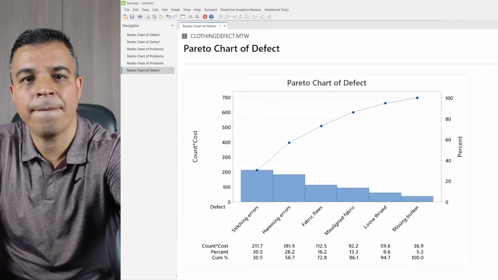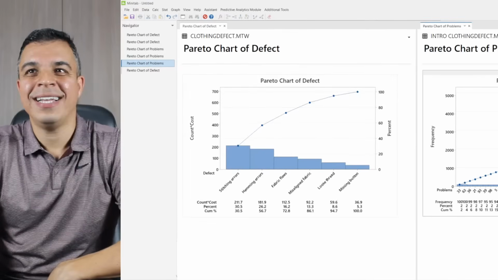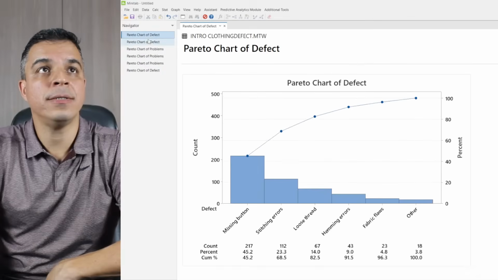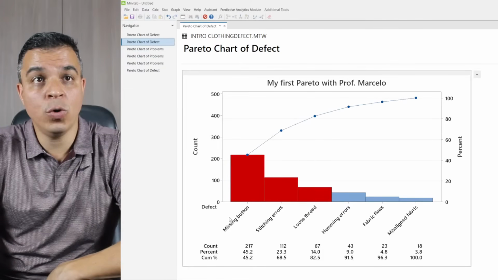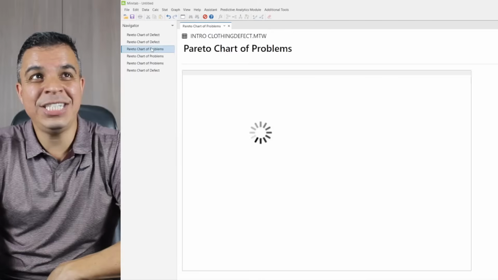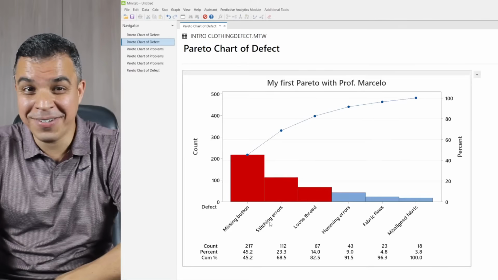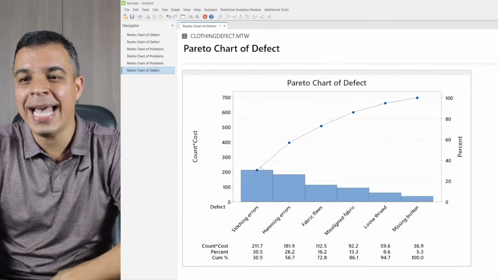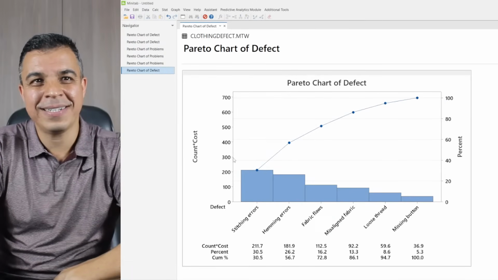Take a look. In the past, I don't know if you guys can see, I think not, we got missing bottom as the most critical problem. And now we have stitching errors. Stitching errors used to be the second one in terms of frequency. But if you consider frequency and dollars, it becomes the first one.